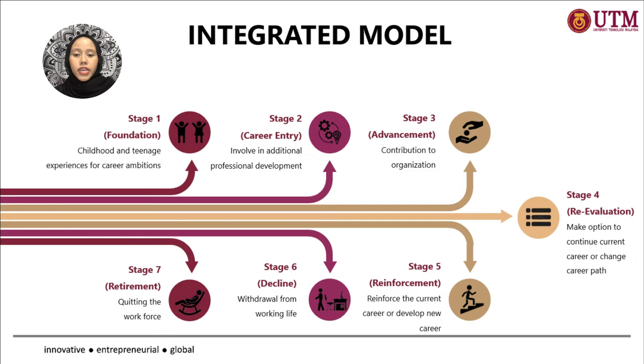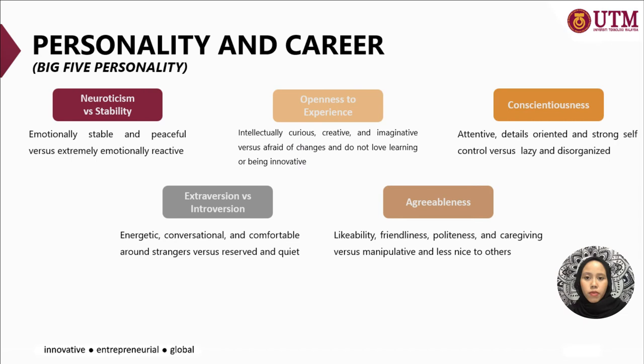last stage is retirement. The Big 5 personality has proven beneficial in providing a basis for categorizing personality features in their career. Firstly, a person who scores high in emotional stability on a career test tends to be emotionally stable and peaceful, while people with high neuroticism are extremely emotionally reactive.